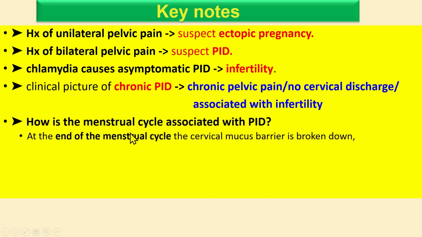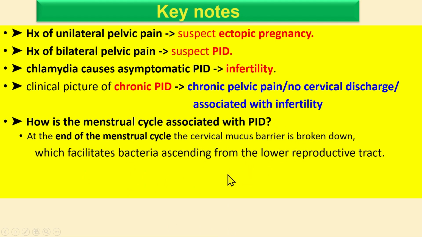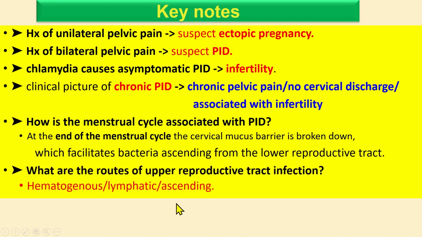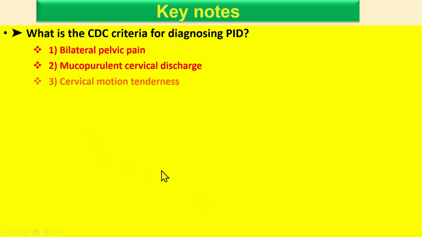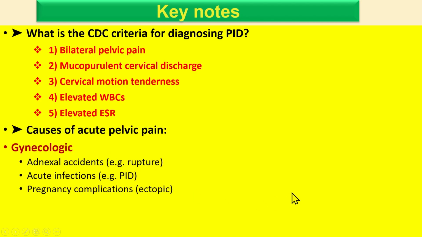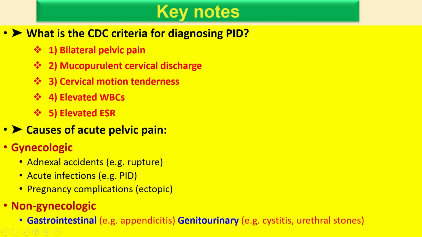Okay, so the menstrual cycle association with PID: after the menstrual cycle, the mucous barrier breaks, so that's why the risk of PID increases. And these are the routes of the PID. Okay, and here are the CDC criteria and causes, gynecological as well as non-gynecological. So you should also rule out the differential diagnosis of the PID.